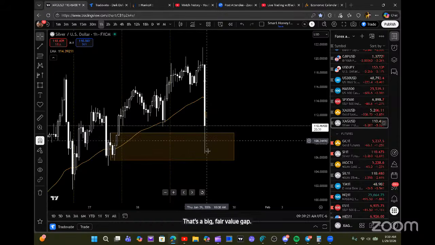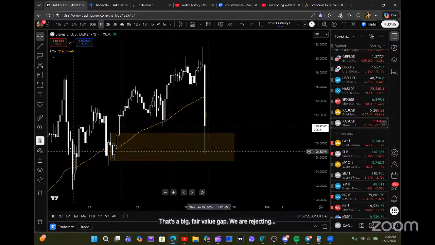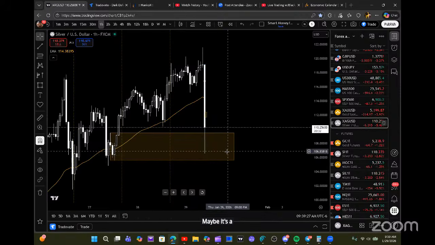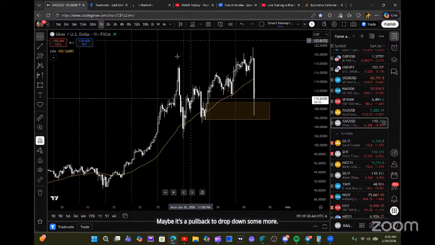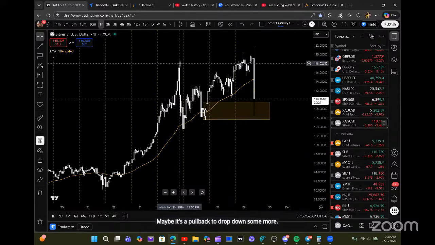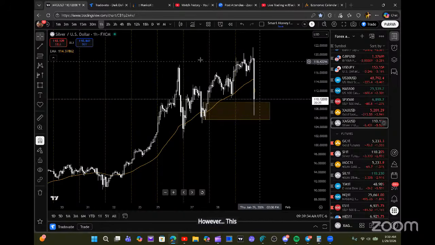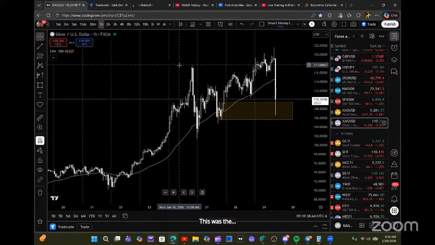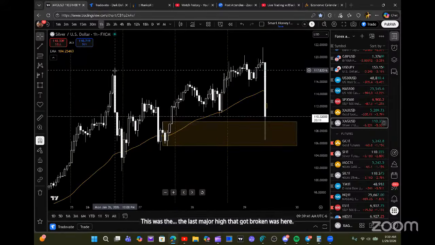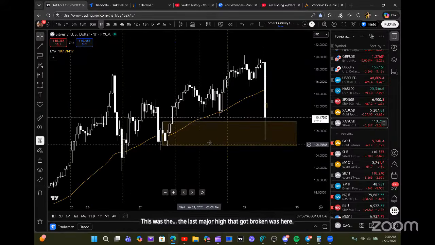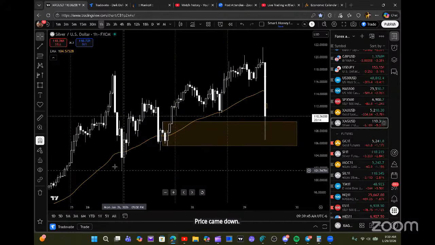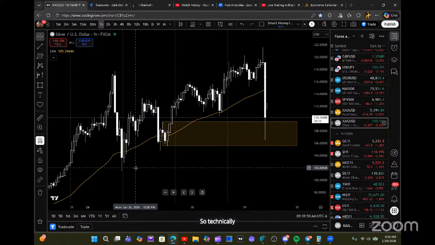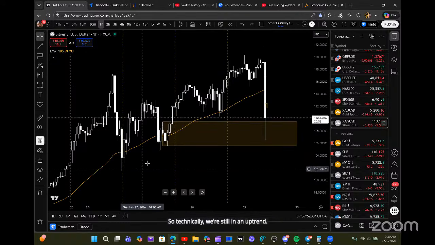We are rejecting. We are getting rejection. Maybe it's a pullback to drop down some more. However, this is a bullish indication right here. This was the last major high that got broken was here. Price came down. Price never broke this low. So technically, we still in an uptrend. Technically.